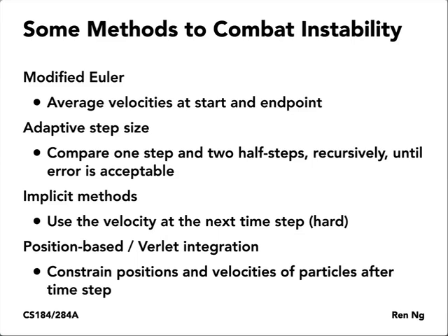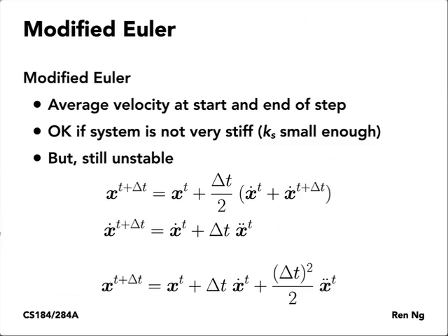The last, and the one that you're going to use in your assignment, is called position-based or Verlet integration. This is a simple-to-apply method that constrains the positions and velocities of particles after each time step. It's very practical because by constraining the positions and velocities, we completely eliminate the possibility of it blowing up. And this can be done in a way that still maintains a lot of the dynamical behaviors of systems for graphics. It's not accurate, but it produces dynamical behaviors that for graphics may well be enough.